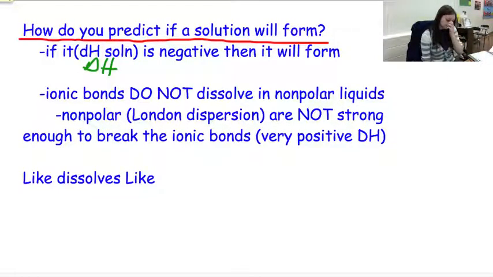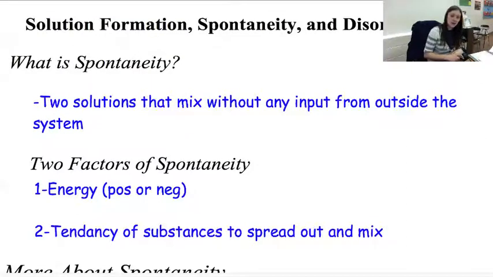Okay, if you have a net exothermic, or a net endothermic, and they're showing you there the examples with the H1 and H2 and H3. Okay, so let's look at then solution formation, spontaneity, and disorder.